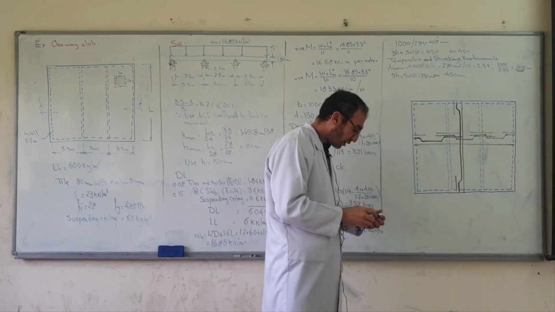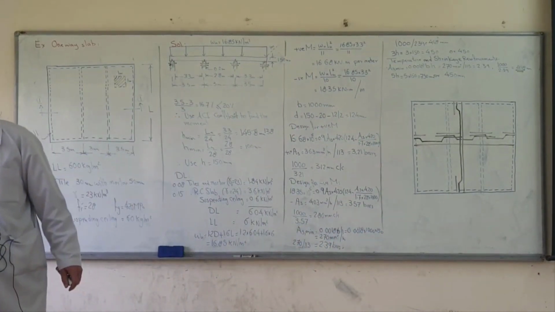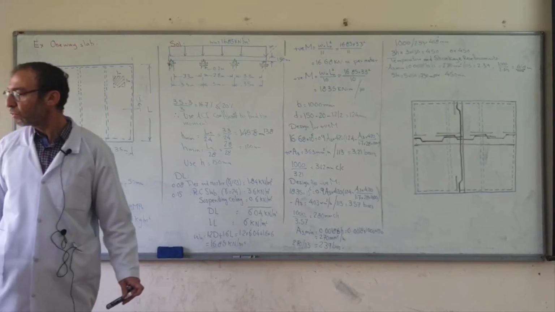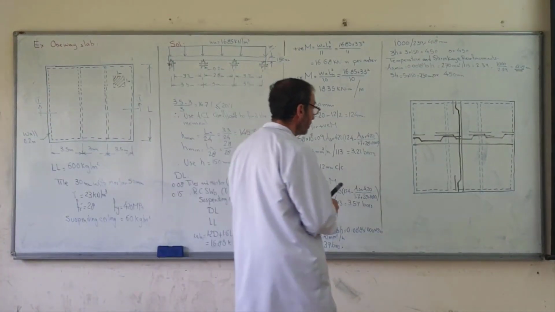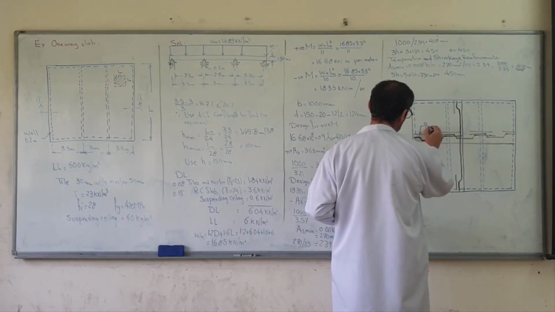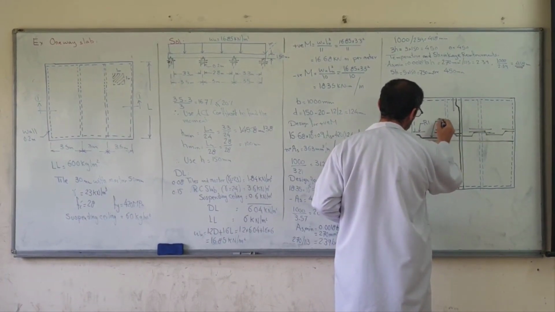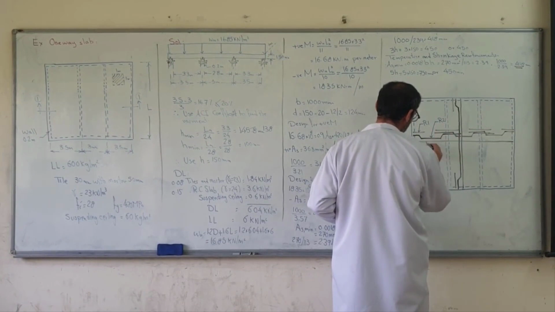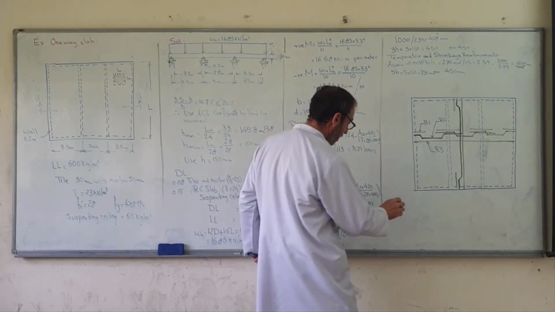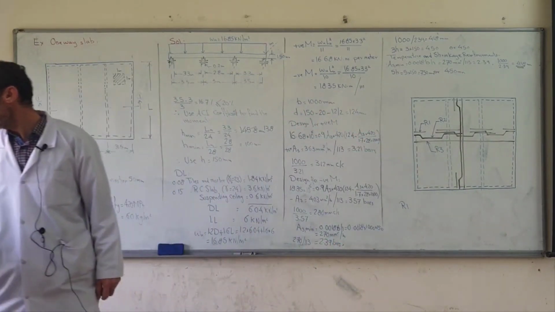Now, we say this R1, R2, R3. This is R1. This is R2, and the bottom is R3. R1, we write R1.